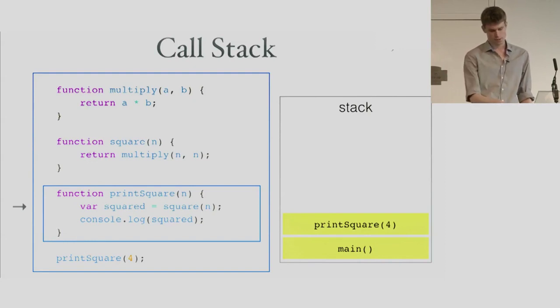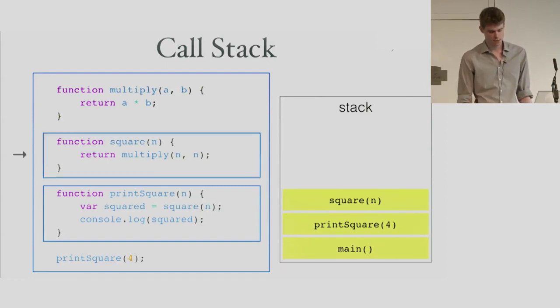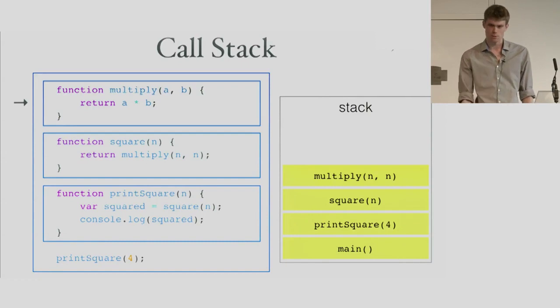And immediately inside print square, there's a call to square. So let's push square onto the stack. And square calls multiply, so we push multiply onto the stack. And now multiply just takes A and multiplies it by B, and then returns.